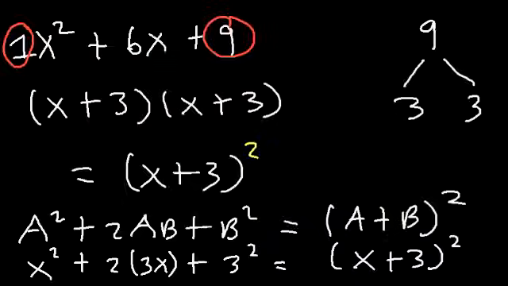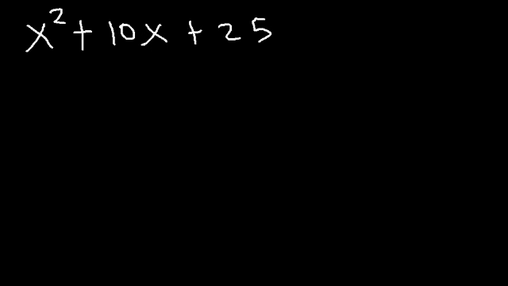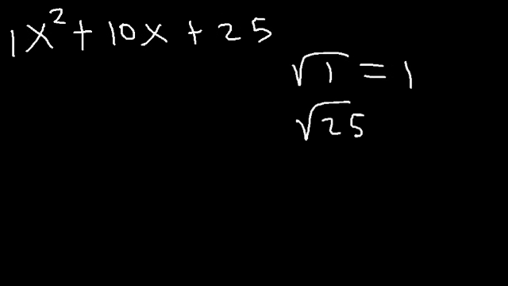Let's try another example. x squared plus 10x plus 25. Let's factor this expression. So, is it a perfect square trinomial? Well, let's find out. The square root of 1 is 1, and the square root of 25 is 5. If we multiply 1 and 5, we're going to get 5. And 5 is half of 10. So that means it's a perfect square trinomial.